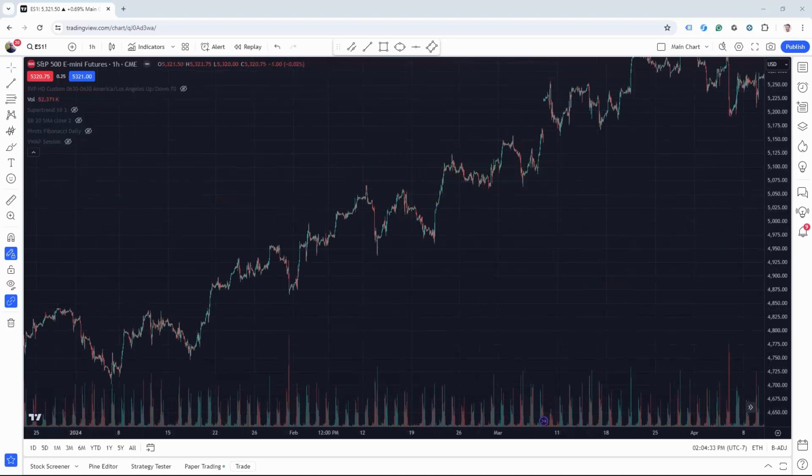Now that we know how to activate the Anchored VWAP, let's take a look at how we can implement it into a trading strategy. For this example, I have open a 1-hour chart of the S&P Mini. I'm going to go to the Anchored VWAP and tell it to start calculating at the first trading day of the year.